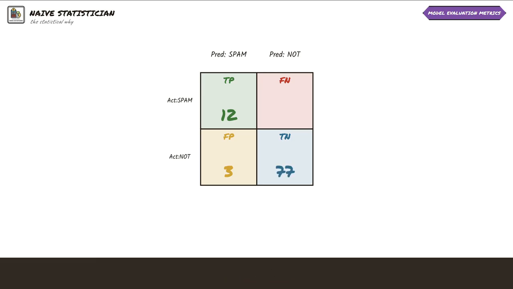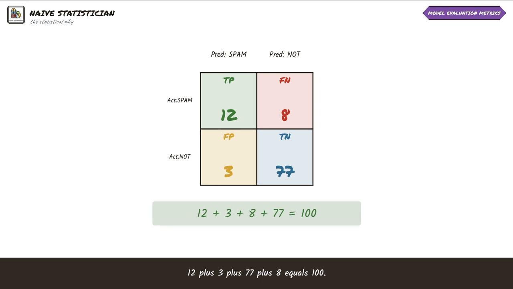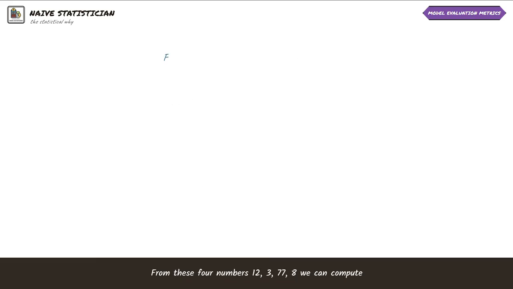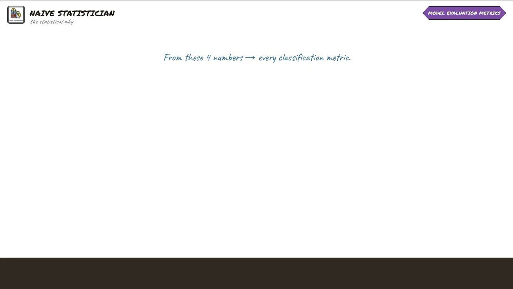77 true negatives, and 8 were spam that we missed, 8 false negatives. 12 plus 3 plus 77 plus 8 equals 100. Every test example is in exactly one box. From these four numbers, 12, 3, 77, 8, we can compute every classification metric you have ever heard of.